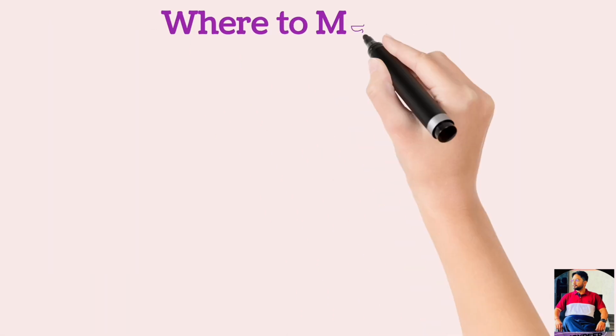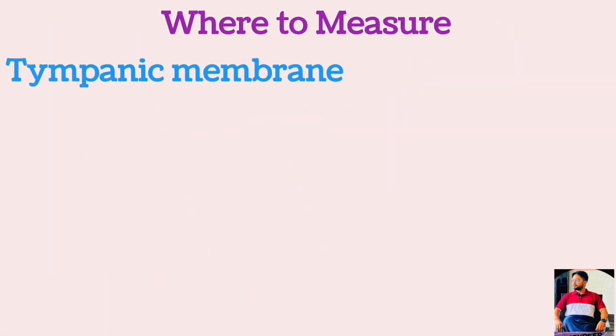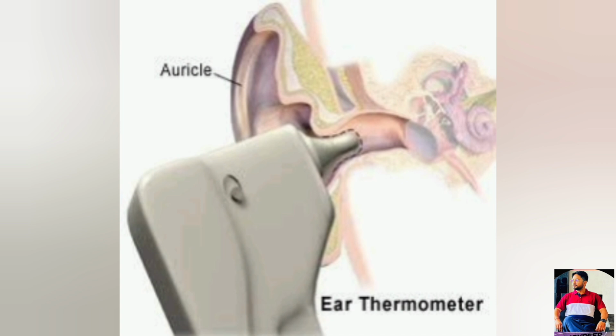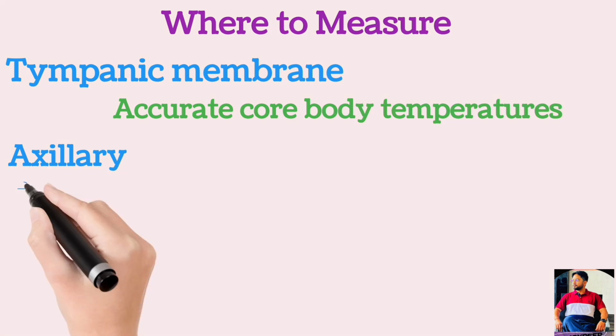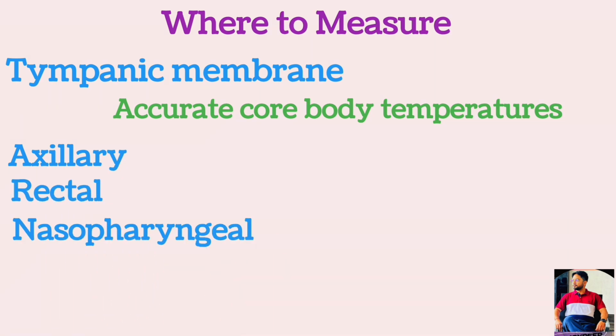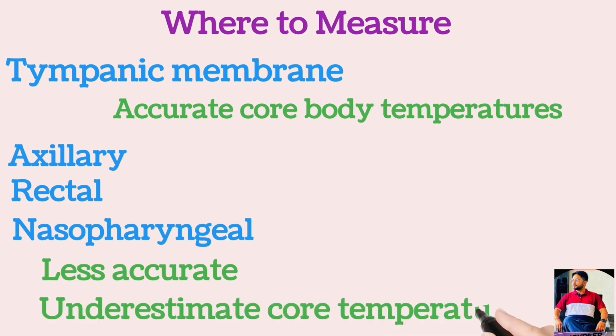Where to measure the core temperature. We can get the accurate core body temperature when we measure the temperature at the tympanic membrane. The other sites for measurement of the core body temperature are axillary, rectal, and nasopharyngeal temperature. But here the reading may be less accurate, as in these places there is underestimation of core temperature noted.